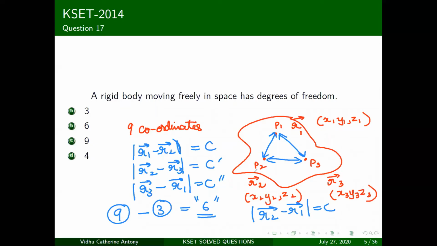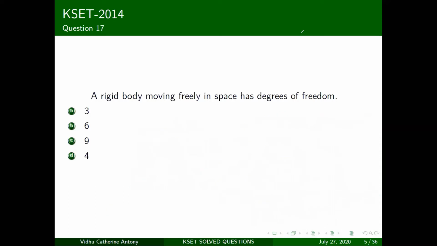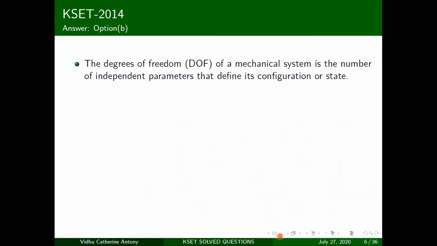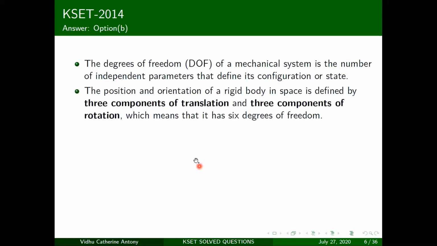You are going to have certain other kinds of situations, like where you fix 1 point in your rigid body, or where you fix 2 points in your rigid body, etc. We'll not look into that now. When the time comes or when you have a question on that, we'll look into it. So what are degrees of freedom? Basically the number of independent parameters that define the configuration of a system. The position and orientation of a rigid body in space is defined by 3 components of translation and 3 components of rotation. This means it has 6 degrees of freedom.